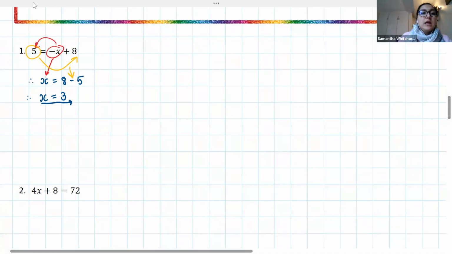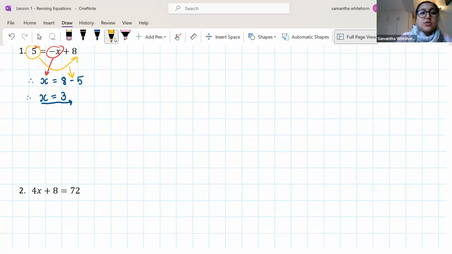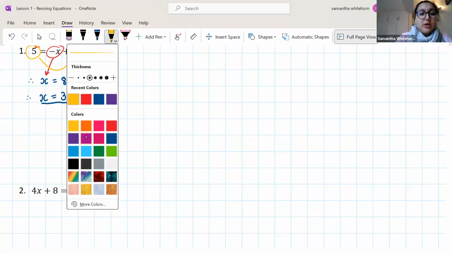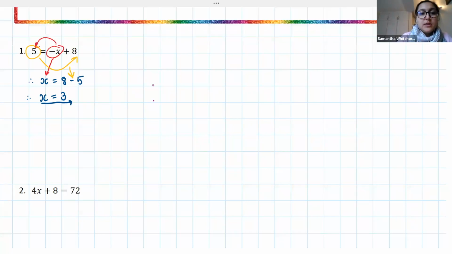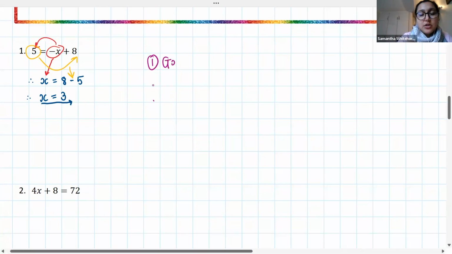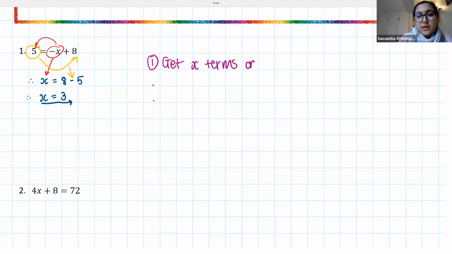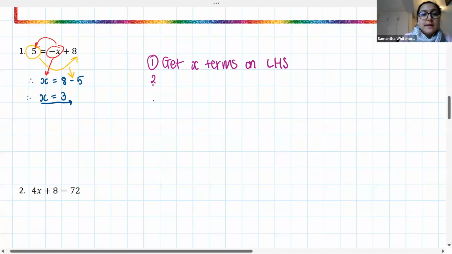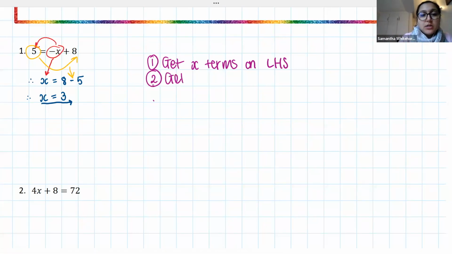Now, when we solve equations, there are 3 basic steps that we want to follow. The first thing that we always want to try and do is get our x terms together. You can get your x terms anywhere. I always put my x terms on the left-hand side, but they don't have to be on the left-hand side. As long as you group your x terms together, whether they're on the left or on the right, it makes no difference. Then we want to get our constant terms together.